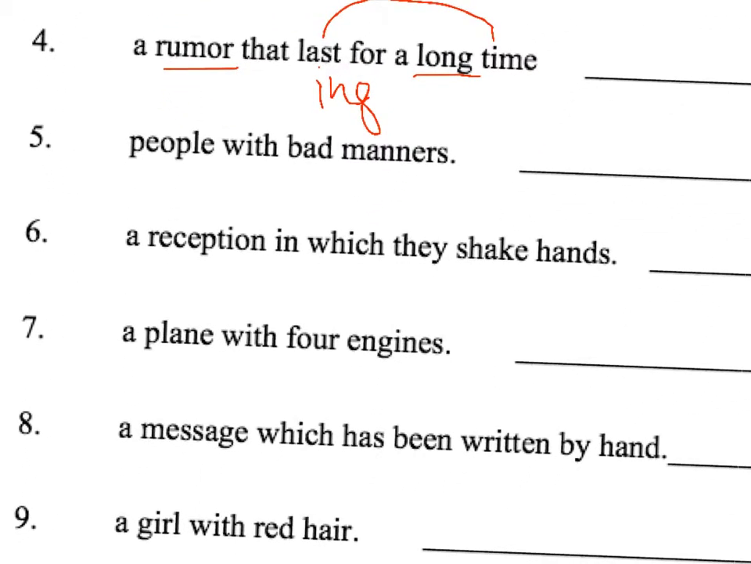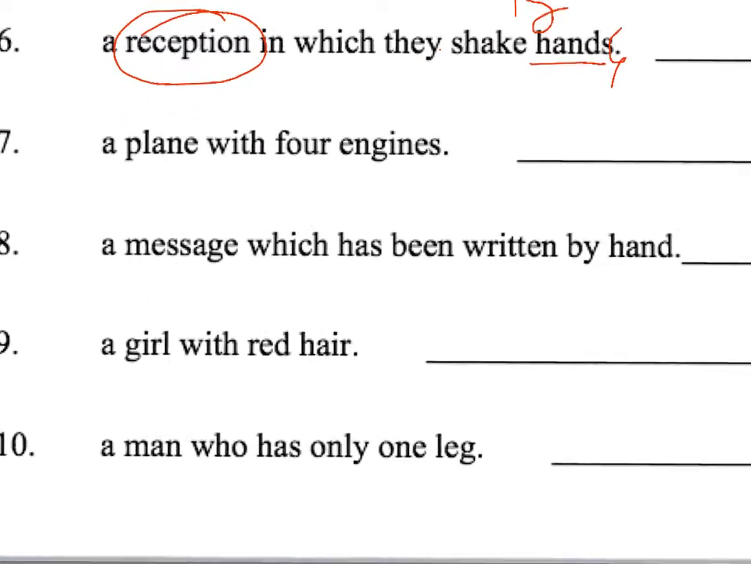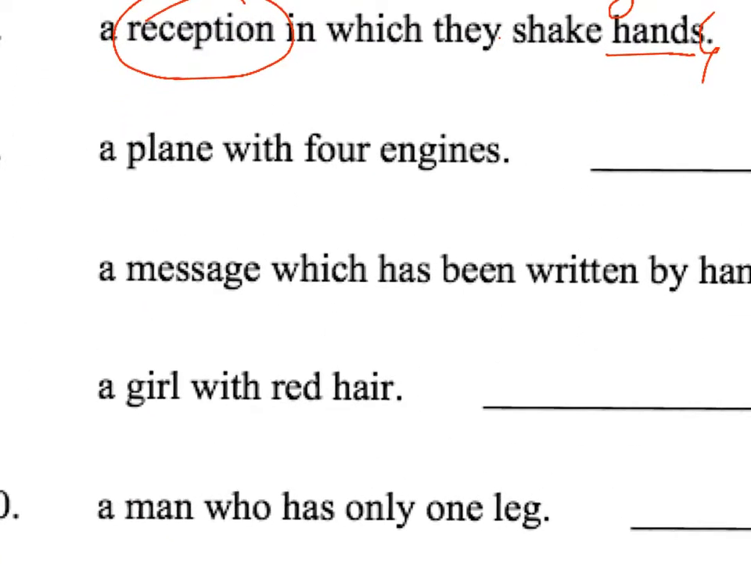People with bad manners is a bad-mannered, ed, people, bad-mannered people. Number 6, a reception in which they shake hands is a hand-shaking, hand-shaking reception. A plane with 4 engines is a 4-engine, no s, a 4-engine plane.